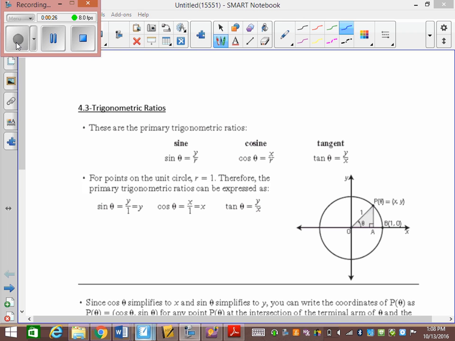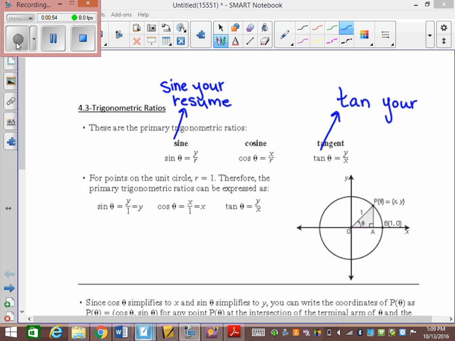So the way that people have remembered it, this one someone told me once, was "sign your resume," to remember that sine is y over r. That one is the only one that's going to make kind of sense. The rest are a little bit ridiculous. This one is "tan your Xbox." I don't know. It gets cold in the winter. So, tan your Xbox. And the middle one's even worse.